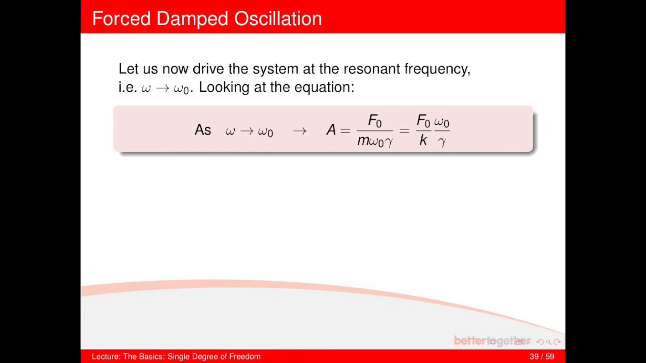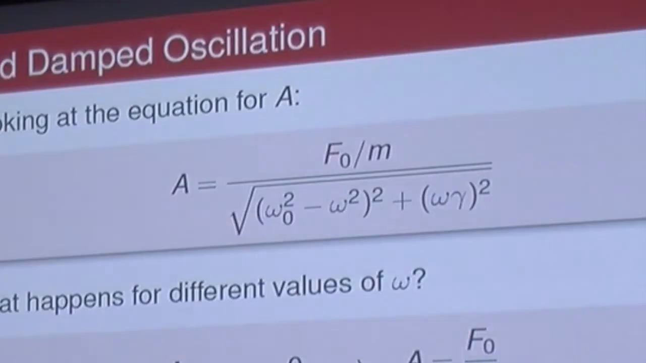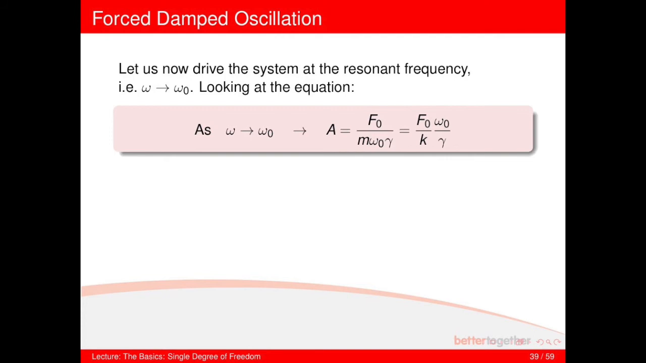Now what about if we're driving it at the resonant frequency? If omega is almost equal to omega naught, and we go back to our equation for A, if those two terms are equal to each other, then obviously that term becomes 0, and that term becomes omega naught, because that's the frequency we're driving at. So you can put the values in, and you end up with F naught upon k times a constant that's dependent upon the system. Omega naught is root k upon m, and gamma is c upon m.